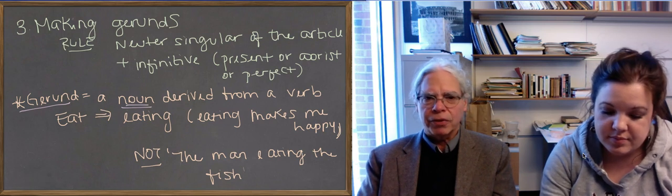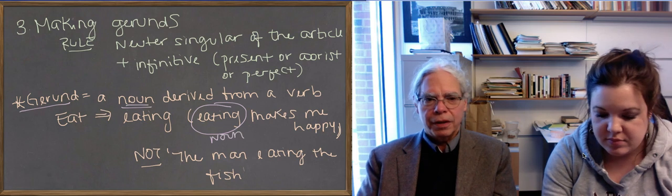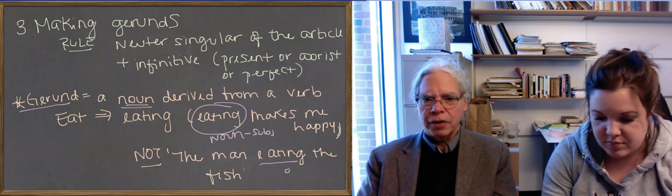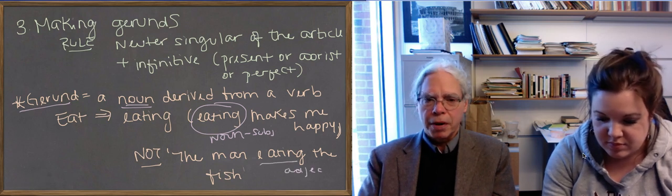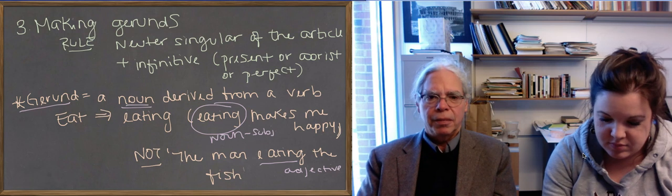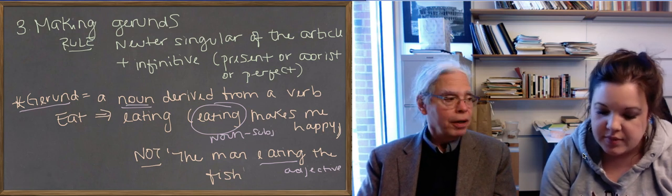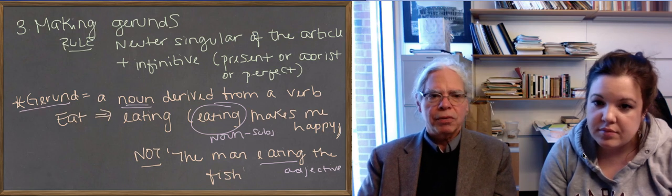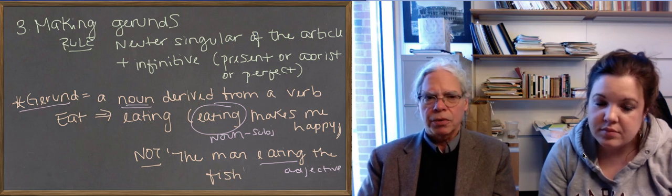That's a noun, that's the subject of the sentence, right? But it's not the other eating, which is an adjective, as in the man eating the fish. Eating the fish is an adjectival phrase. That's actually a participle, okay? That's modifying the man, right? And it's not a noun, all right? So we're talking about how to make these nouns derived from verbs, not the participles.